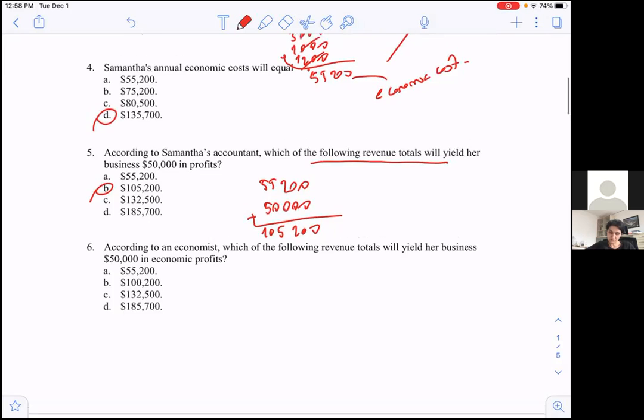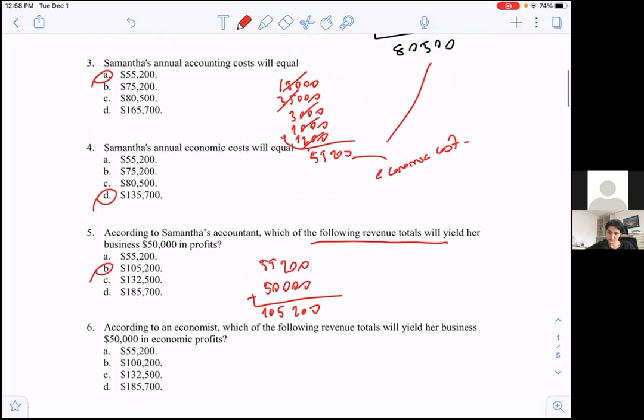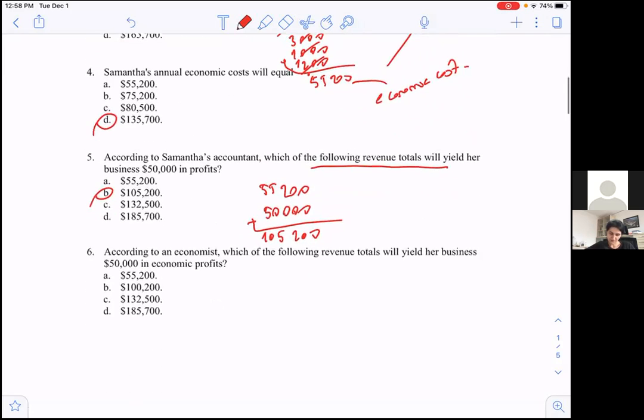Okay, economic profit. In order to obtain the economic profit of $50,000, what should be the revenue? So economic cost is 135,700 and 50,000 profit. So in order to obtain 50,000 profit, revenue should be this much.